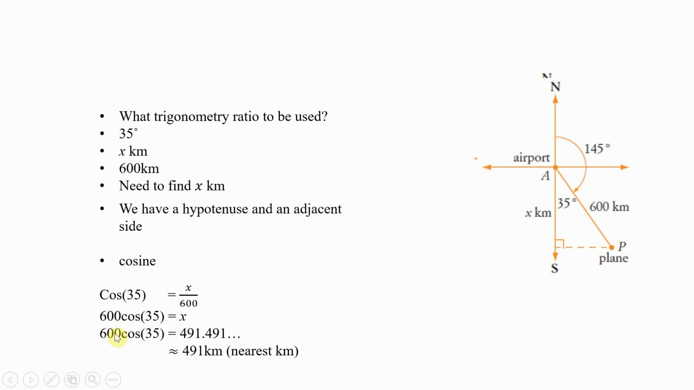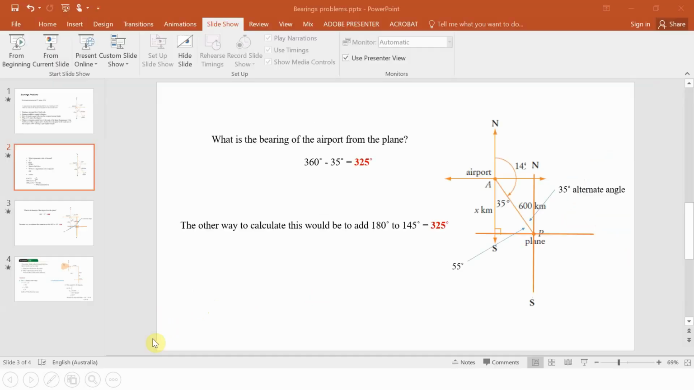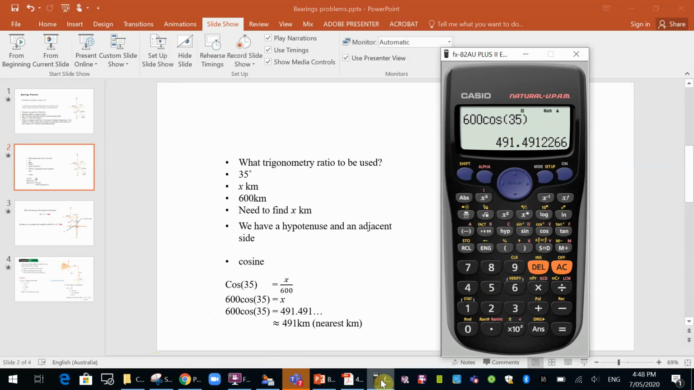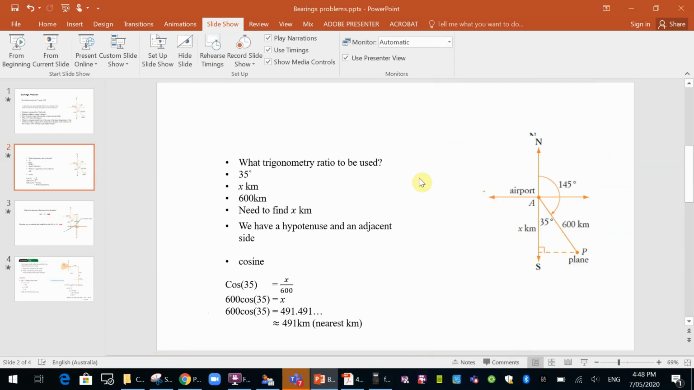And when you put that on a calculator, 600 cos of 35, we get 491.491. And because it wants the nearest kilometre, we round it down to 491 kilometres. So there's our answer.